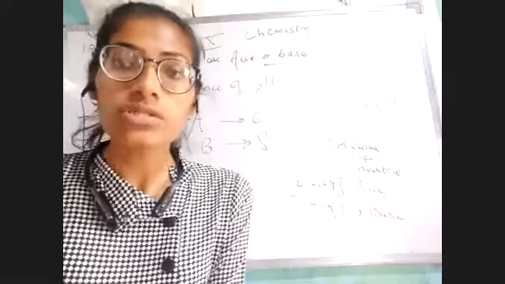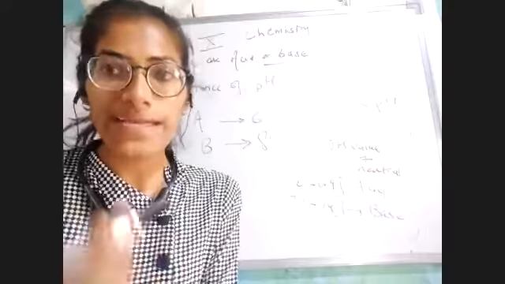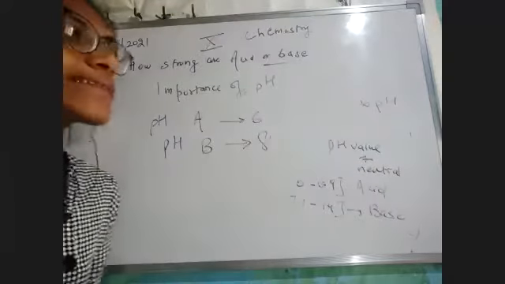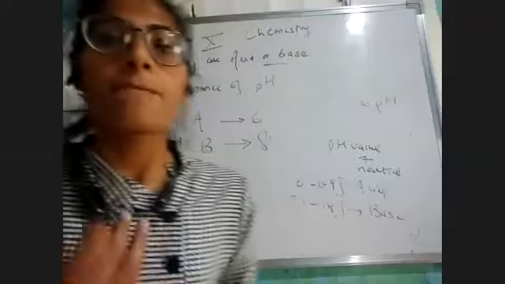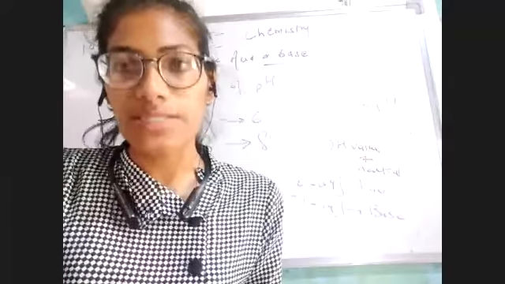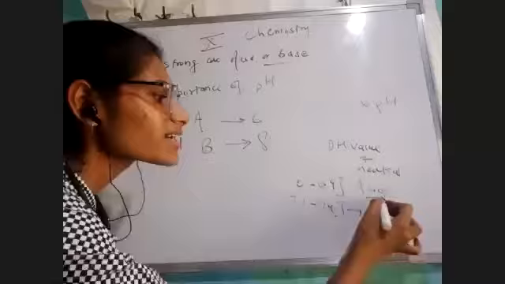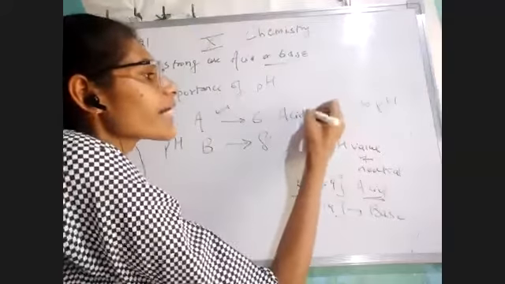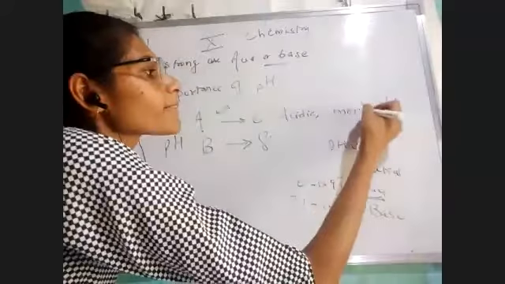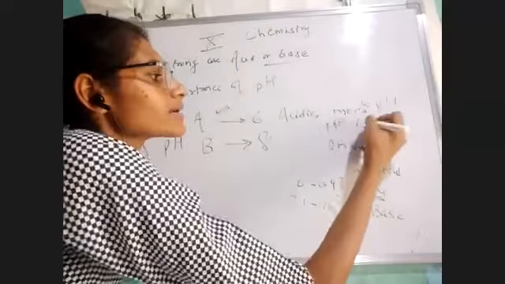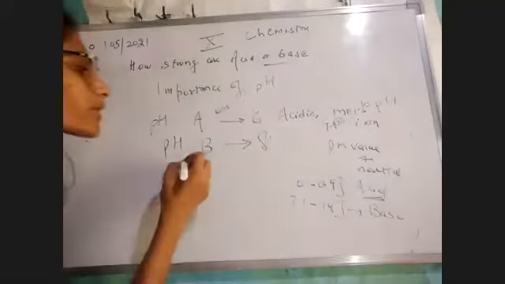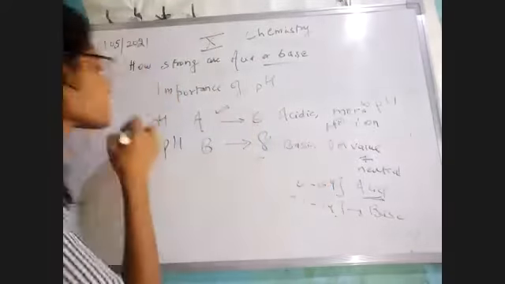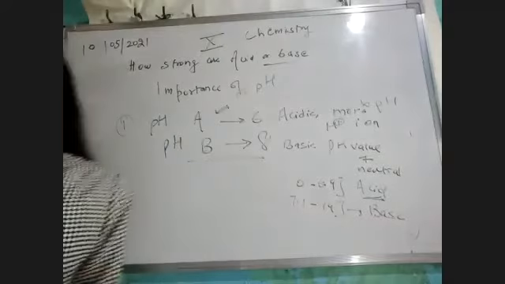Now the question arises, which one has more H positive ion concentration? See class, I have already told you that acids always have more H positive ions present in them. So solution A is acidic as well as having more H positive ion concentration. And if I'm talking about the pH value of B, that means it is basic in nature. This is our first question.